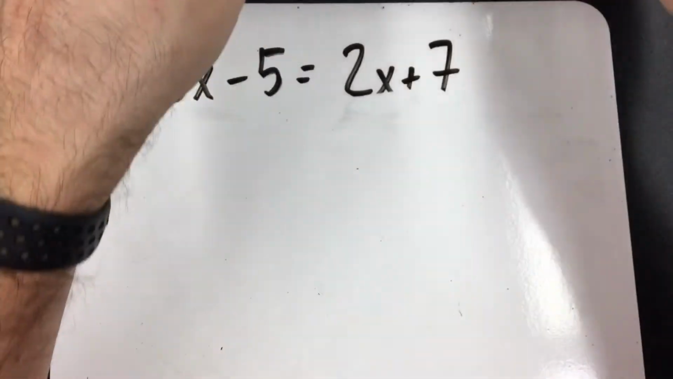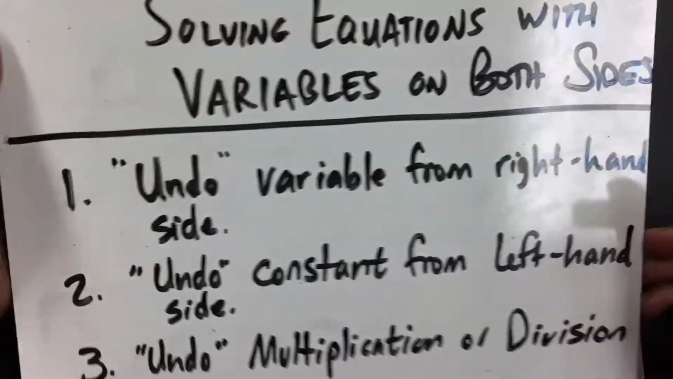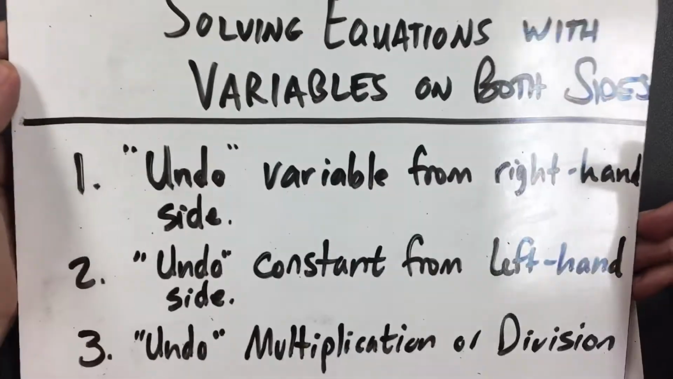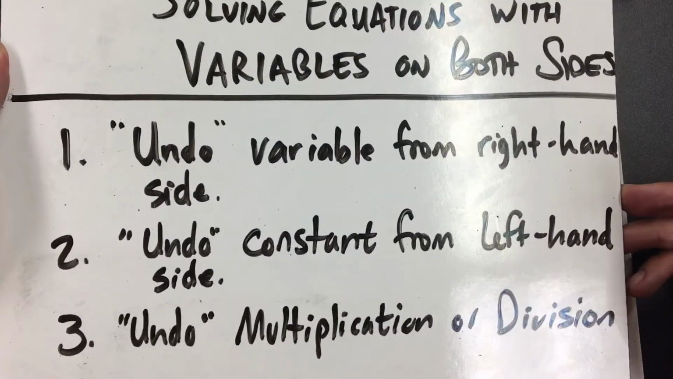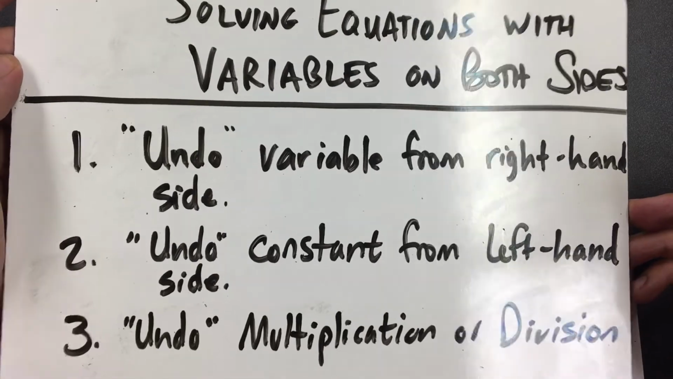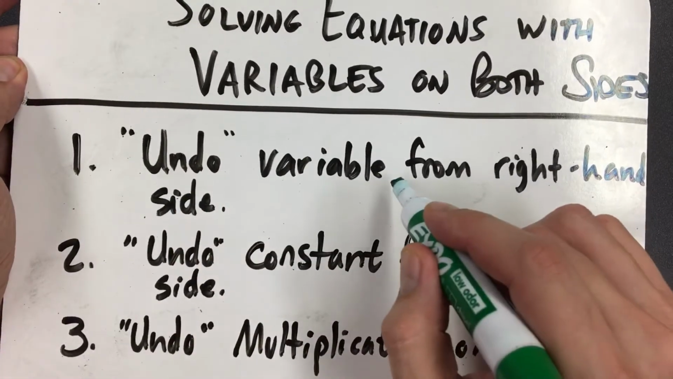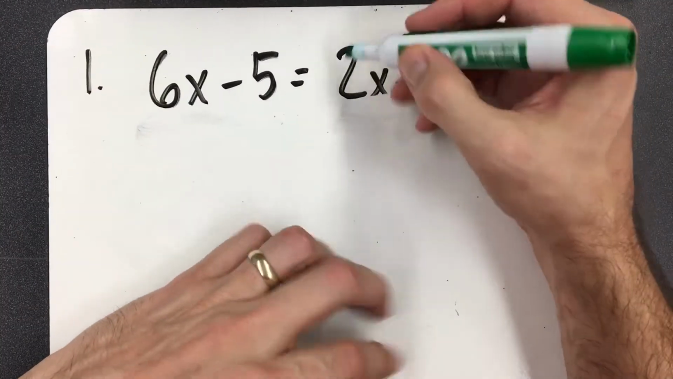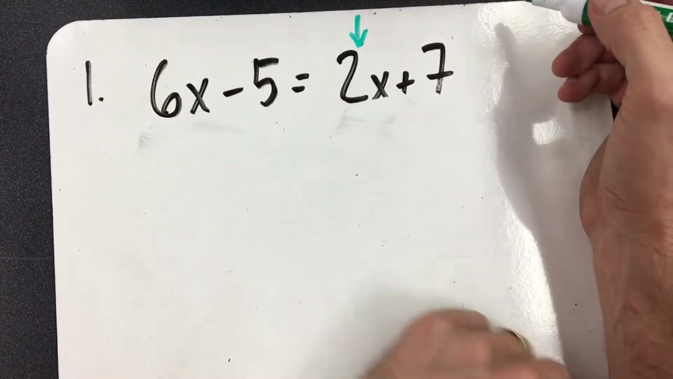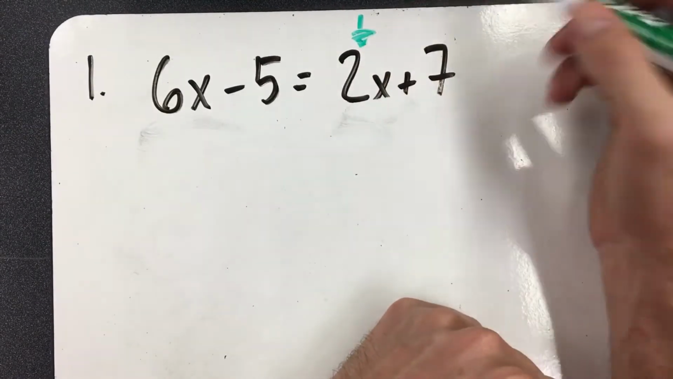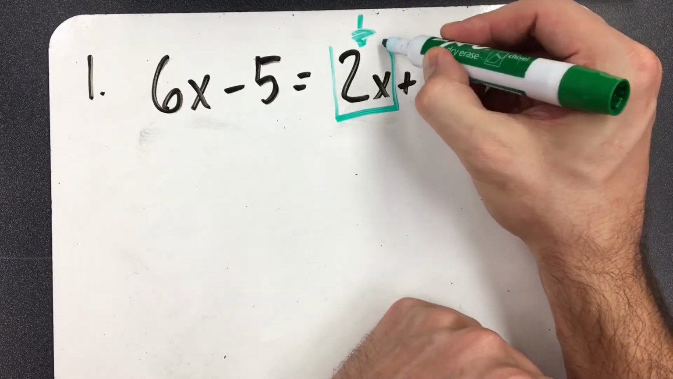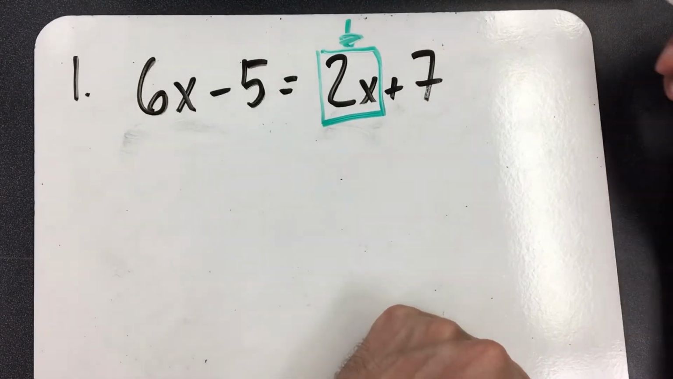Okay, remember, we have a list of steps, and you are completely free to go back and pause the video right here at this timestamp anytime you need to see these steps. Step one, undo the variable from the right-hand side. Okay. So what that means is, on the right-hand side, I have this variable, right, 2x's. Some people put little arrows by it. Some people put a little box around it to kind of highlight it. You don't have to do that, but I like to do that sometimes.